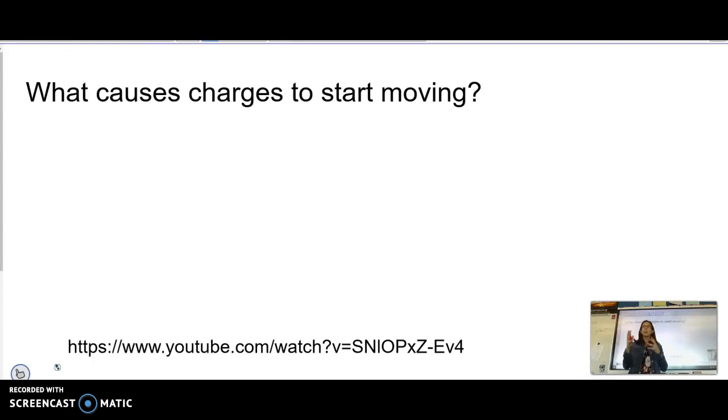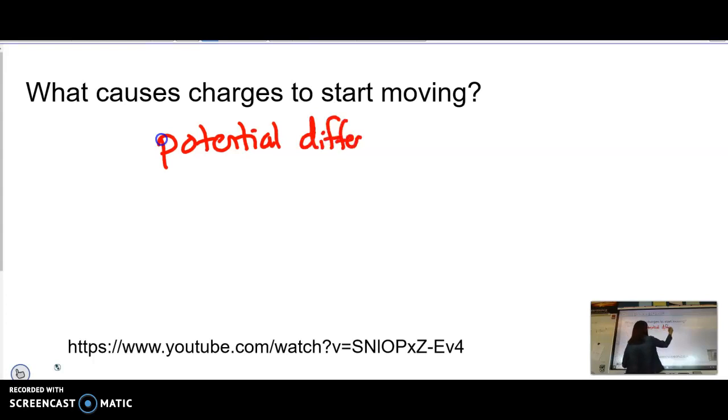We have skipped some information here, and so I'm trying to kind of catch you up so that we could get to some of the more practical applications. But what we need is something called a potential difference. And this potential difference is also going to give the charges the energy that they need to move. We talked about conservation of energy before. Things can't just start moving on their own. They have to have a reason to.